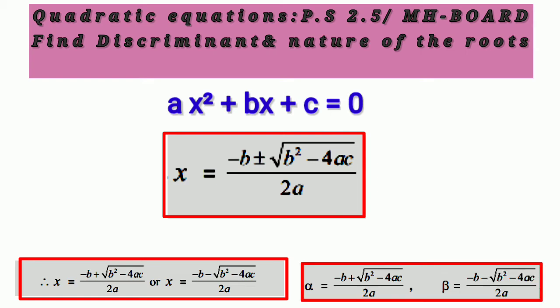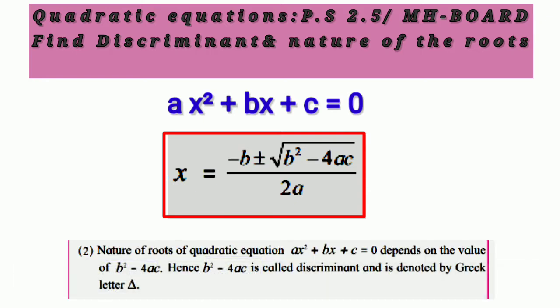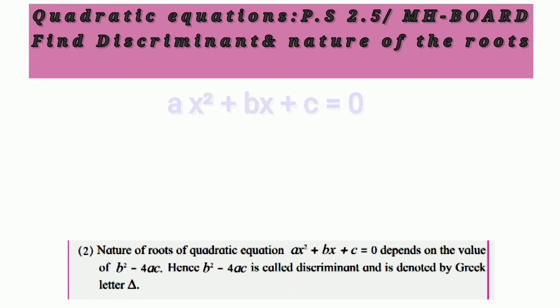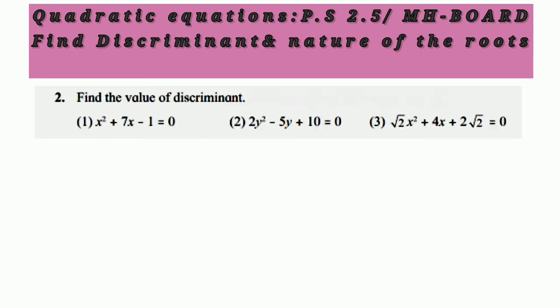The two roots are also called alpha and beta, and the difference between them is the sign of the root of b square minus 4ac. One has a plus sign and the second one has a minus sign. The nature of the roots of this equation depends on the value of b square minus 4ac. Hence, it is also called the discriminant. Let us find the value of the discriminant for these equations.